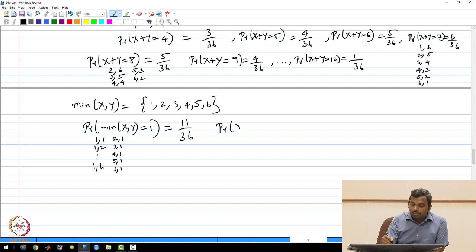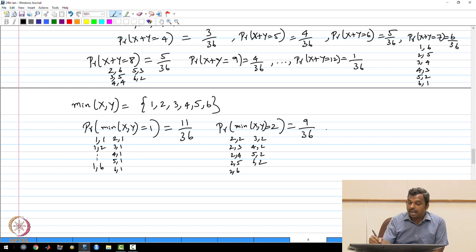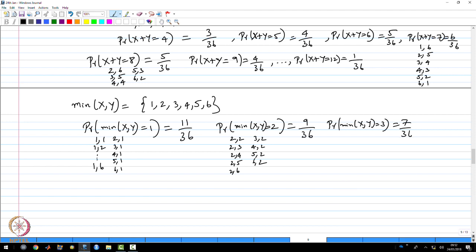Even for 2, you need to look at it, min of x, y equal to 2. Remember, it's equal to 2, so it cannot have 1. So it should be (2,2), (2,3), (2,4), (2,5), (2,6), and also (3,2), (4,2), (5,2), (6,2). So that's 4 plus 5, 9 possibilities. It will go on like this. So the probability of min of x, y equals 3 would be 7 by 36.